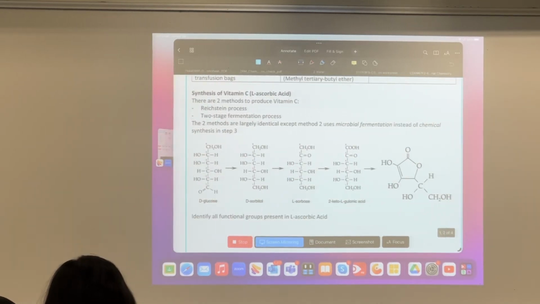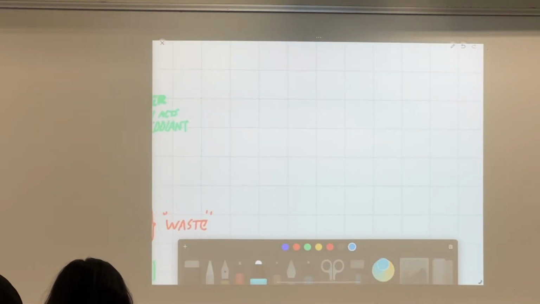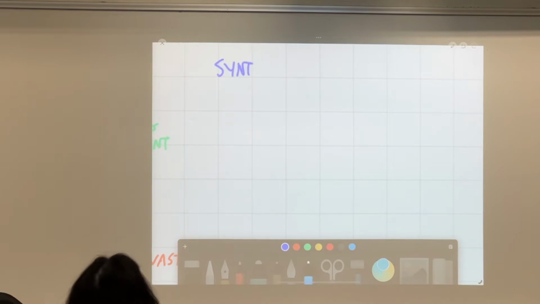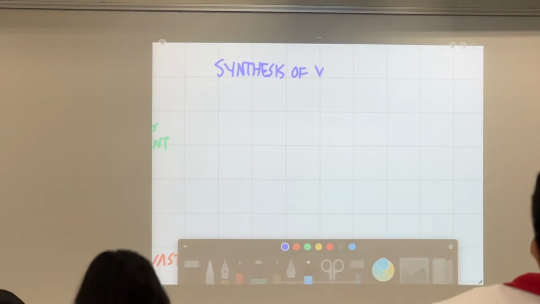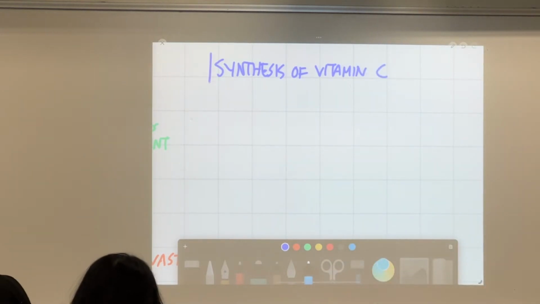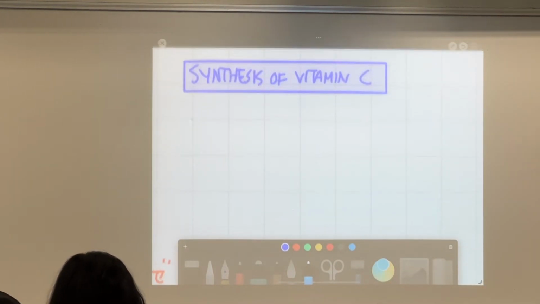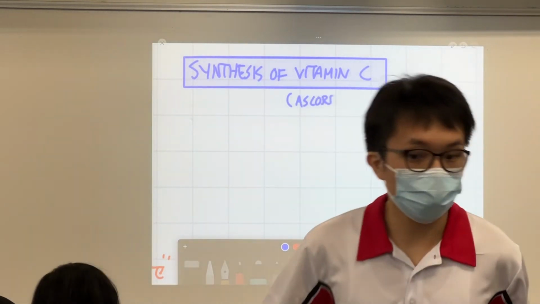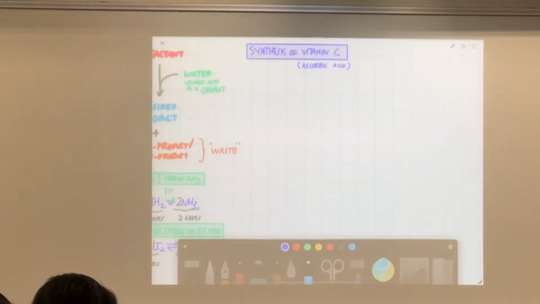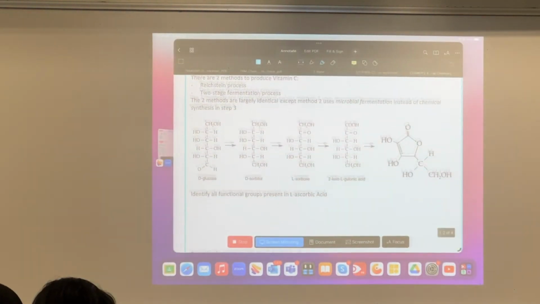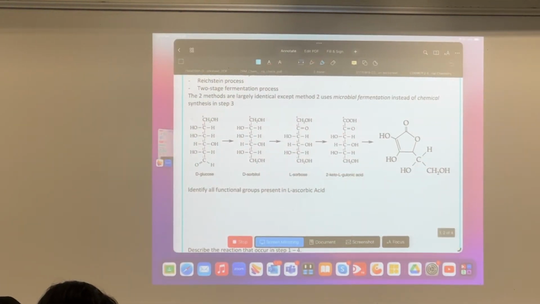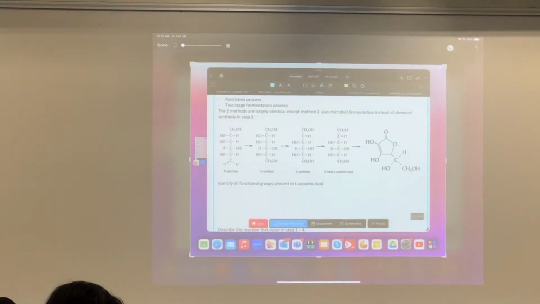And then what is more interesting is the synthesis of vitamin C. If we don't have enough vitamin C in our diet, we will have scurvy, we'll have bleeding gums. So we now look at the synthesis of vitamin C. The chemical name of vitamin C is ascorbic acid. And it will give you this pathway in the exam, and they ask you to identify what the reaction is in each of the steps here.